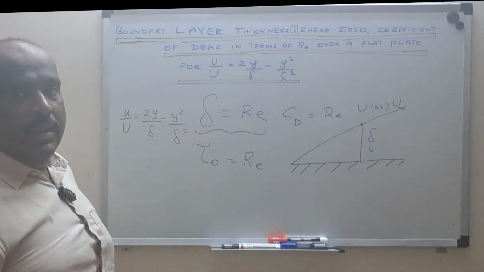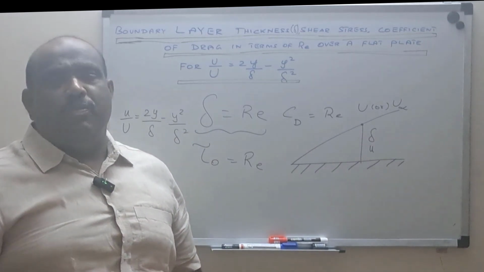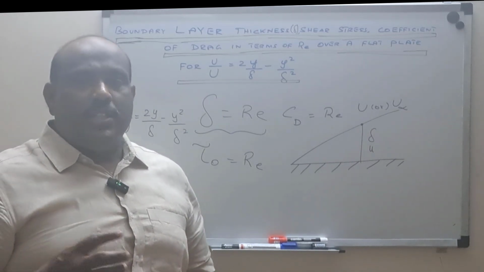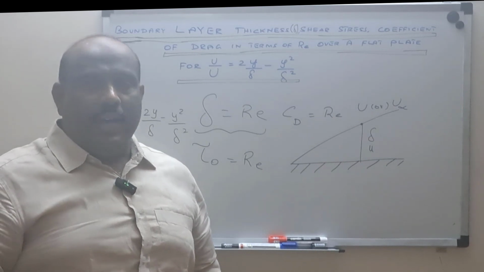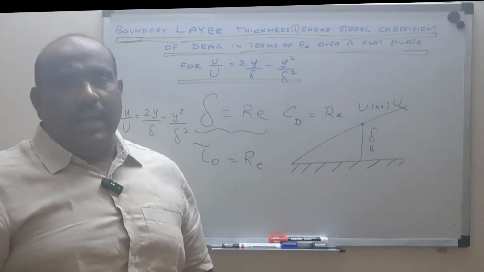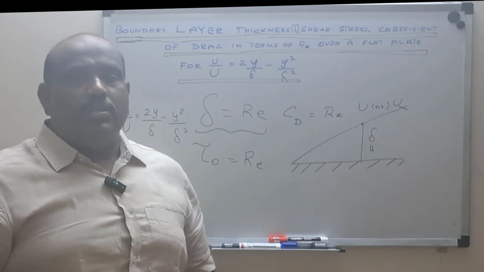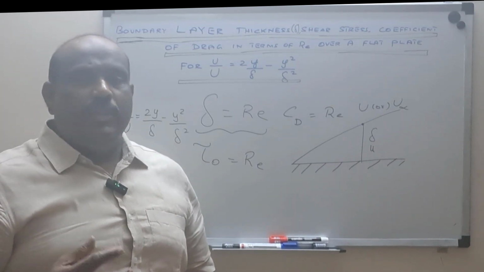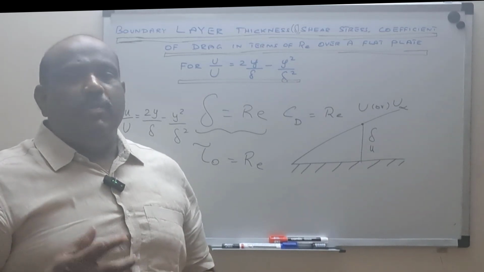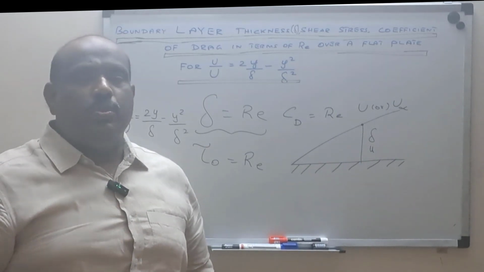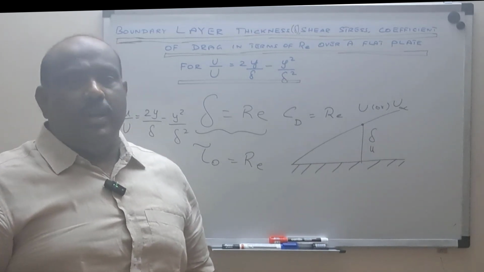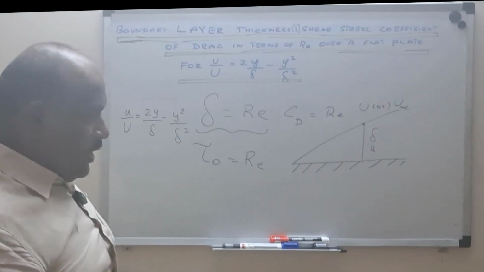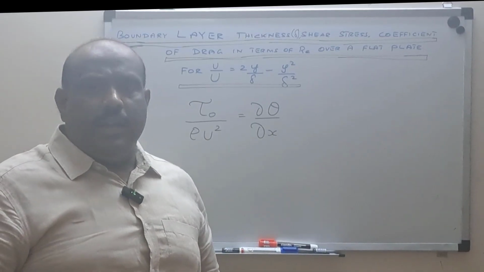So for this particular boundary condition or for this particular velocity profile, let us try to arrive at a relationship between the delta and Re, as well as tau naught and Re, as well as CD, that is coefficient of drag and the Reynolds number. So I hope the problem is clear. When the flow is happening over a flat plate, when the velocity profile u by U is given as 2y by delta minus y squared by delta squared, we are going to arrive at the relationship between these expressions. Dear students, let us continue further.